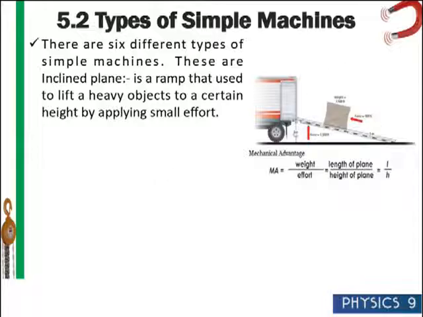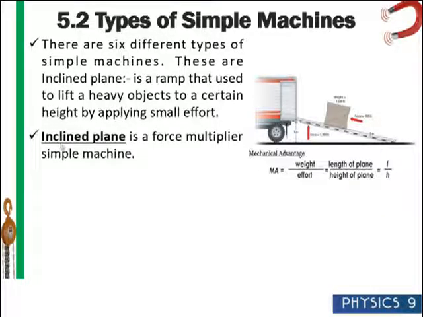So if we look at the diagram here, you can see an example of this. This is the inclined plane, this is the ramp. And you can see that the force which is used to move this weight up the ramp is 300 newtons, and the weight is 1,500 newtons. So we can see here that by using a small force, we're able to apply a small effort in order to move this rather heavy load to the top of the ramp.